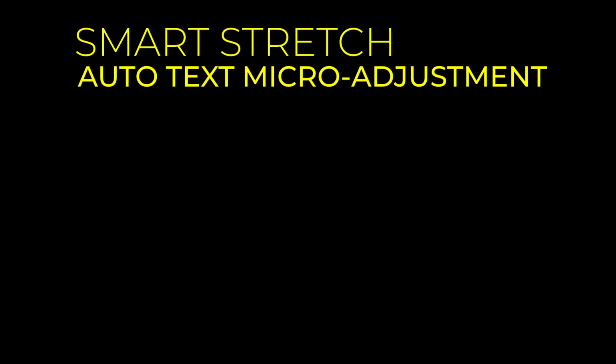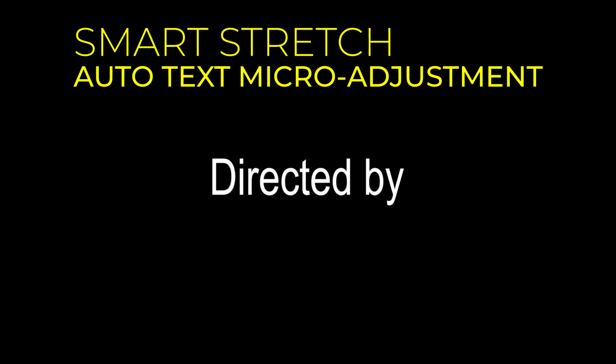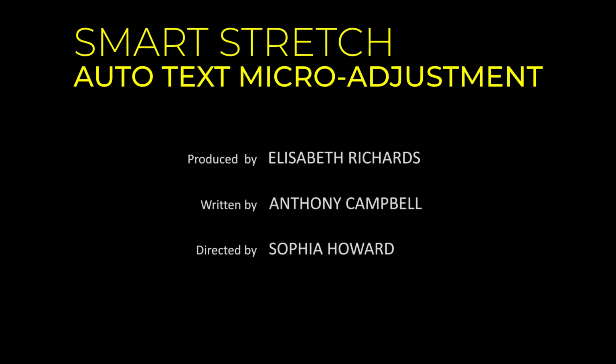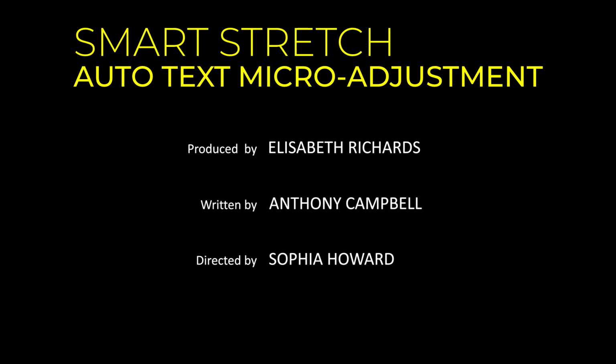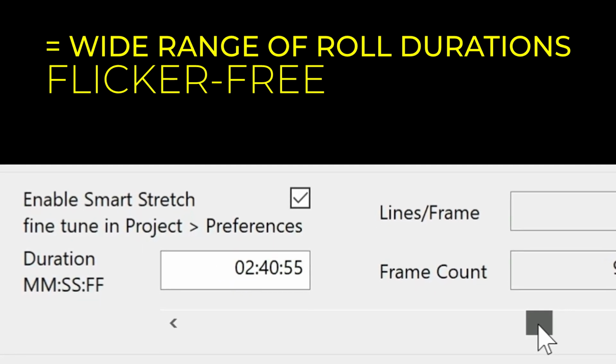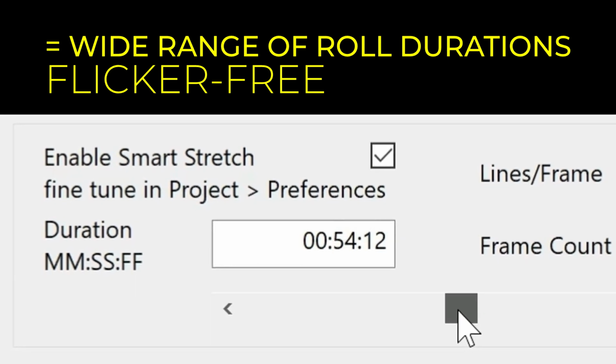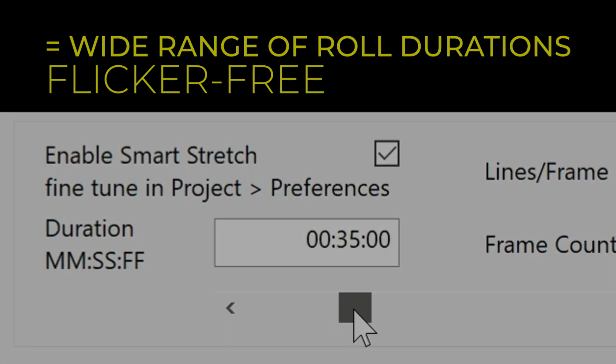Now we come to one of the most powerful CineCast performance features, the Smart Stretch algorithm. This unique algorithm can incrementally modify text height and cell and cluster spacings to offer you a much wider range of roll durations with no flicker. And all of this is automatic. You simply select roll duration, and CineCast does the rest.